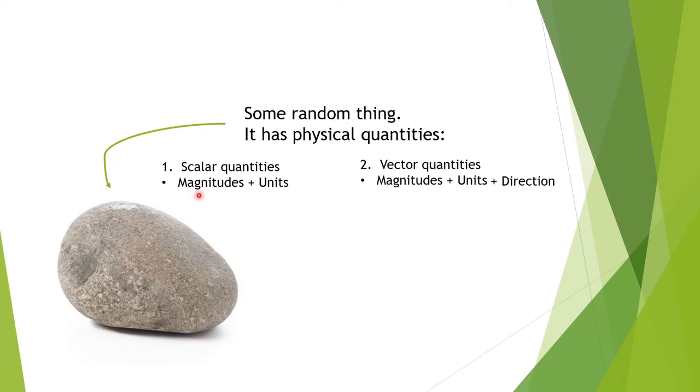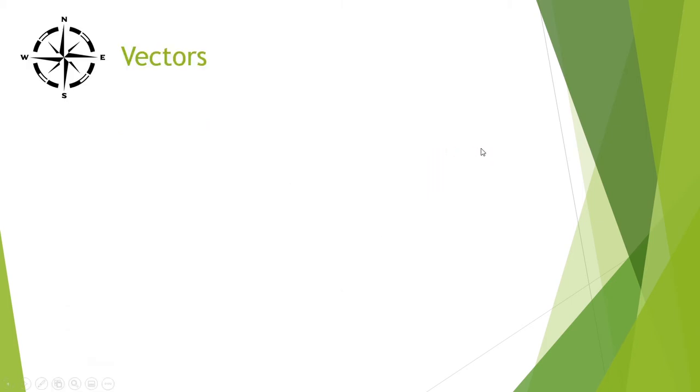Examples of scalar quantities: mass, temperature, time, speed. And vector quantities, we have force, displacement, velocity. Those are vector quantities, and these are scalar quantities. Okay, let's delve deeper into vectors. Vectors are denoted by capital letters like big F or F with an arrow on top.